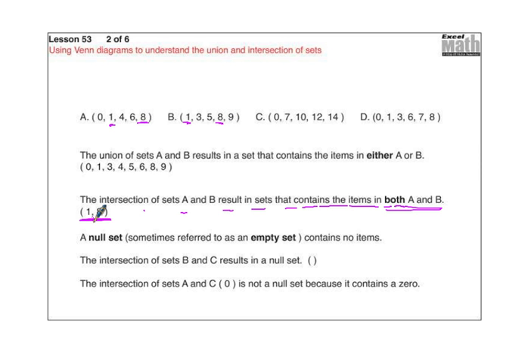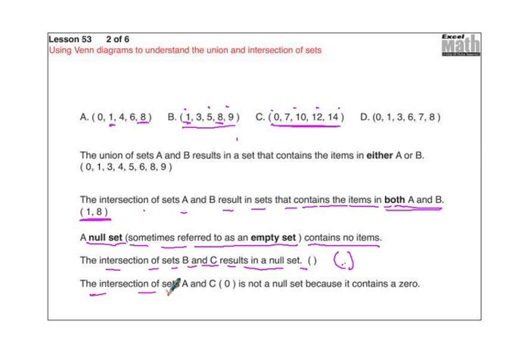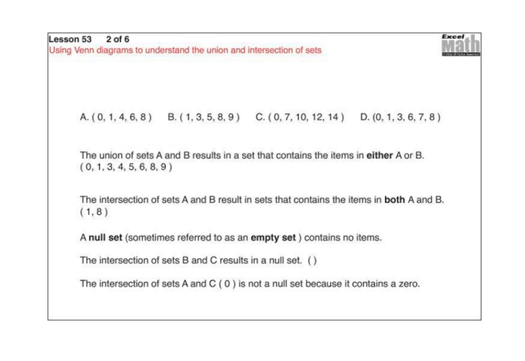That's called the intersection. A null set, sometimes referred to as an empty set, contains no items. The intersection of B and C results in a null set. So if you look at B and C and you say, what numbers are the same in both of these? There are no numbers that are in both B and C. So we would put parentheses with nothing inside of it. And it says here that the intersection of sets A and C, 0, is not a null set because it contains a 0. So the number 0 is not considered to be a null set or an empty set. It's an actual number, even though it's worth nothing. A little bit confusing, maybe.